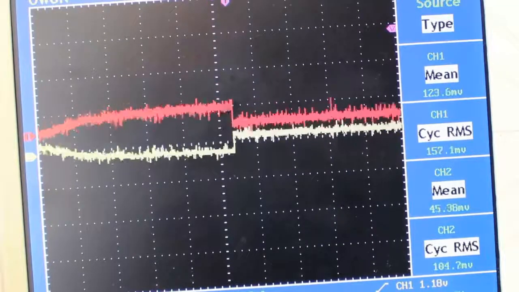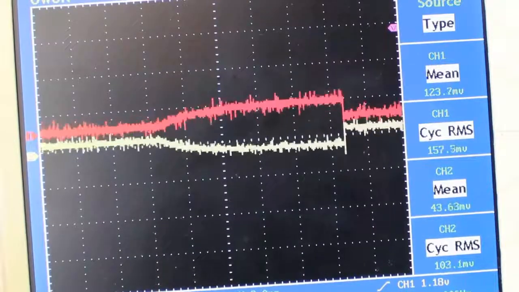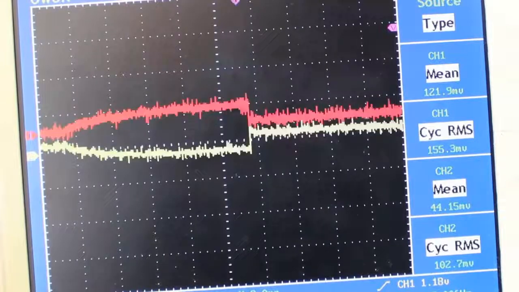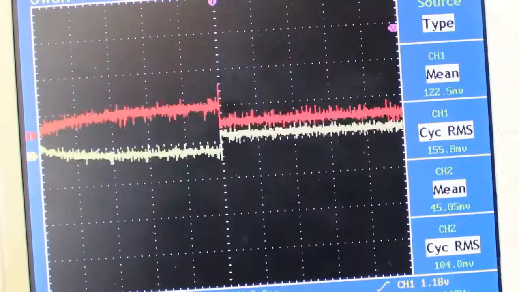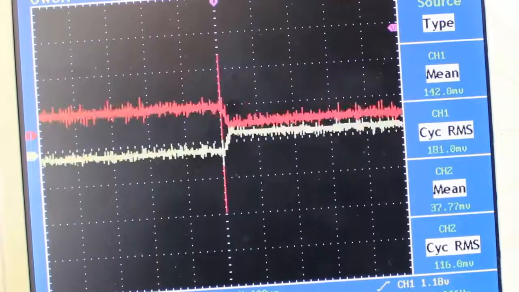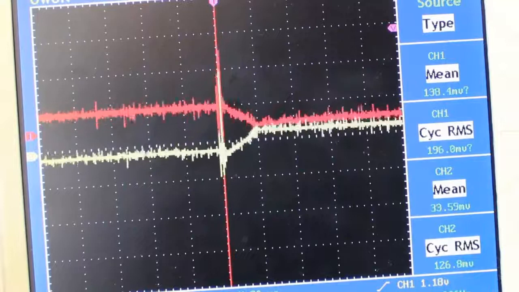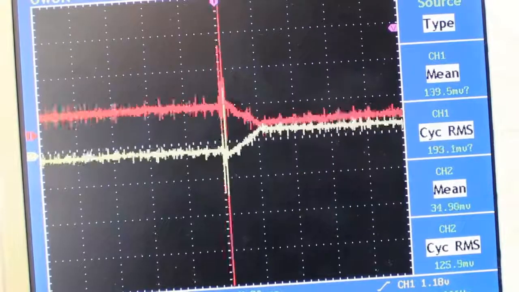So what we're going to do is, actually, what we might do is go back to 0. First of all, we'll look at that edge. Okay, so what we're looking at is the time.